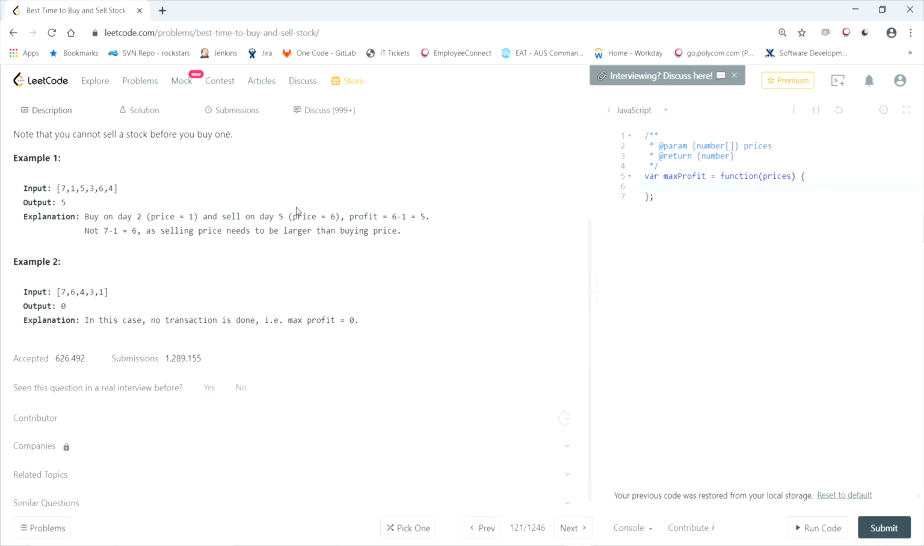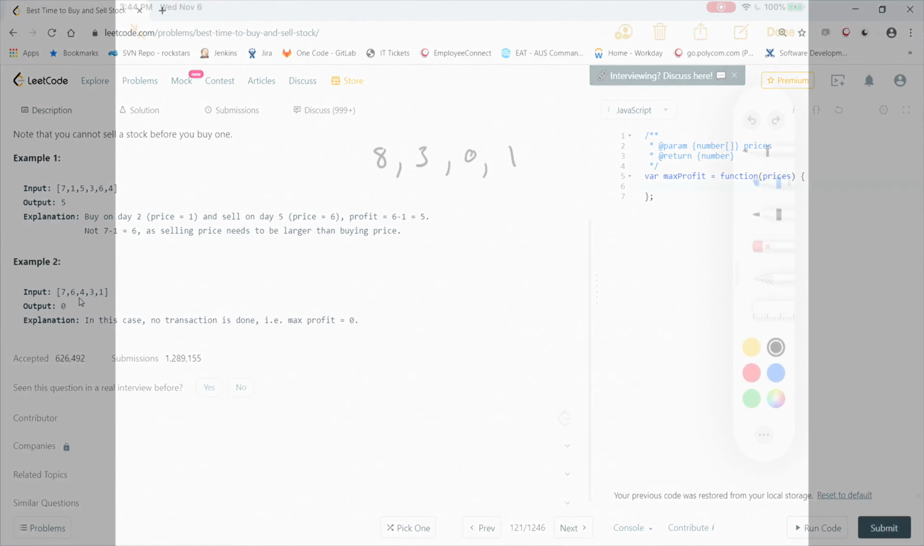Alright, example 1, our stock prices are 7, 1, 5, 3, 6, and 4, and the output is 5. And that's because the buy price would be $1 and the sell price would be $6. The answer is not 7 and 1 because you first need to buy a stock before you sell it. If you bought a stock at 7 and sold it at 1, you would have a $6 loss, not a profit. Example 2, the prices are 7, 6, 4, 3, and 1, and the output is 0 because you would have no profit there. Each buy price is greater than the sell price.